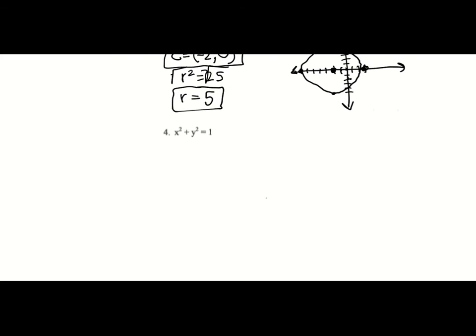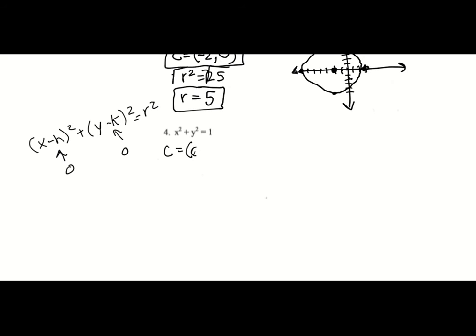Last one here. Now, my x squared, I have x squared plus y squared here. So that means in both cases, my h is 0 and my k is 0 in order to get just x squared plus y squared. So that means my center is just going to be 0, comma 0.